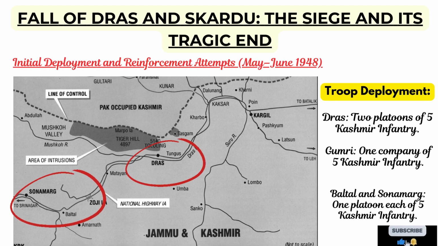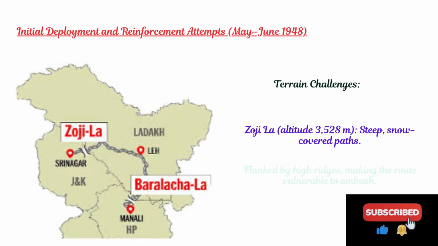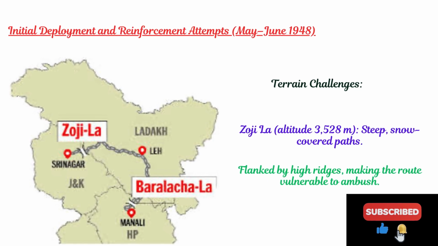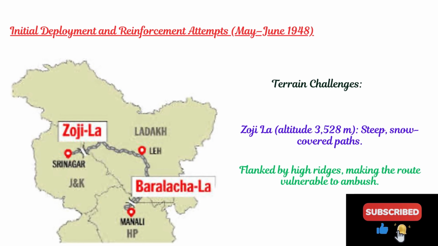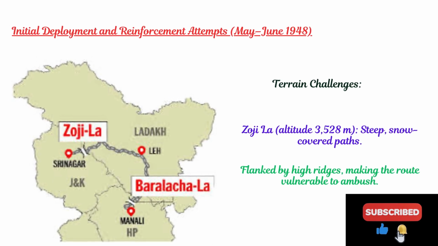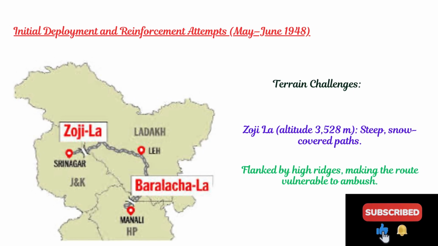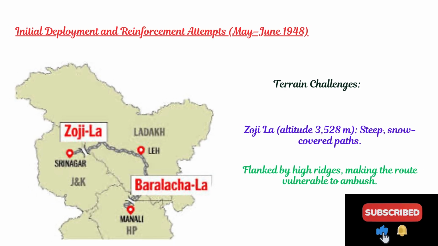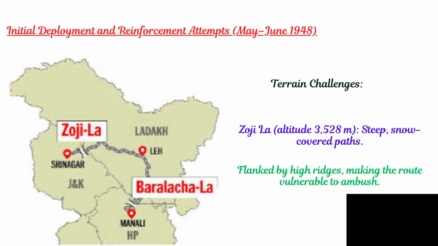Dosto, now let's look at the terrain challenges that heavily impacted the initial deployment and reinforcement attempts during May-June 1948. One of the most critical obstacles was the treacherous Joji La Pass, a key route that made troop movement extremely difficult. Joji La, altitude 3,528 meters, steep and snow-covered paths. The pass was surrounded by snow-covered ridges, creating significant mobility issues for troops and supply lines. The freezing weather and difficult terrain drained morale and delayed operations.